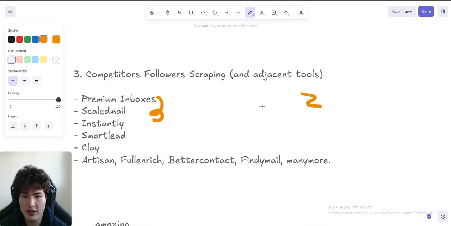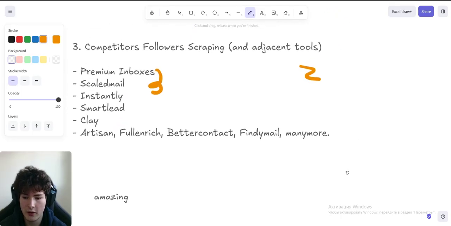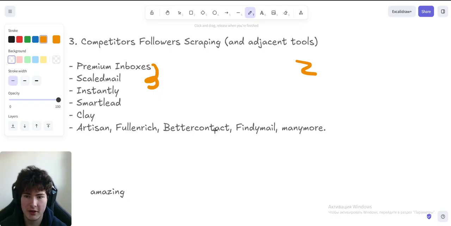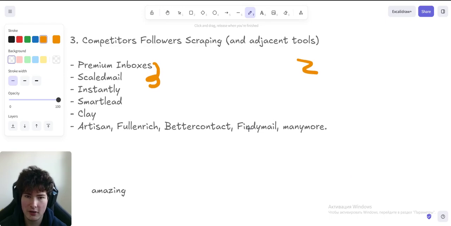And then we also scraped followers of adjacent tools like Instantly, SmartLead, Clay, Artisan, Full Enrich, Better Contact, Find Email, Plus Vibe, Reply.io, Salesforce, and a bunch of other adjacent tools. Essentially, people who follow them are likely doing cold emails. And it was pretty easy as well. We were saying something like, we integrate with Instantly effortlessly, you can export inboxes in minutes, and stuff like that.